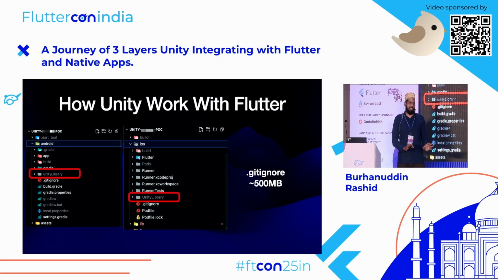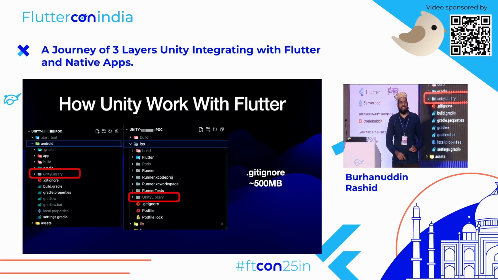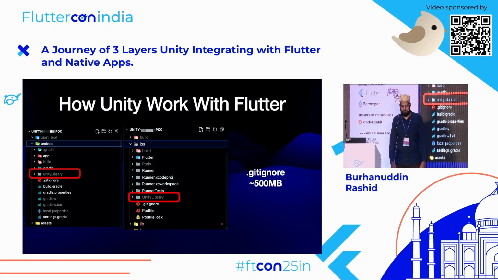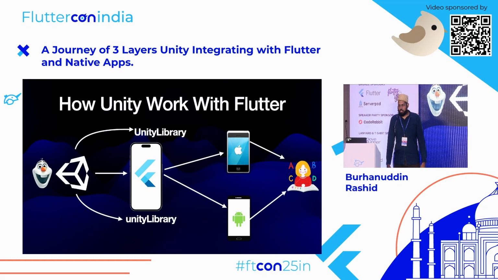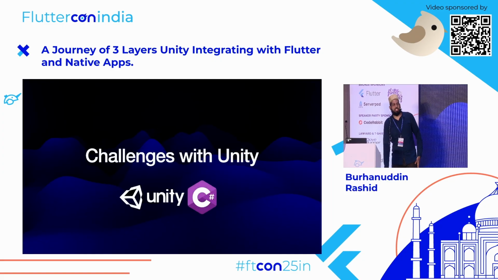Now you have to be very careful because this file gets around 500 MB. You don't want to put it into your Git version control, and once it gets built, it goes to around 1 to 2 GB. So please don't push this into your version control. Because of that, it creates new challenges, which I'm going to cover later. So now you have the Unity library embedded in your Flutter app, and it will build as an AAR and pod to your native. Now let's start with challenges with Unity.